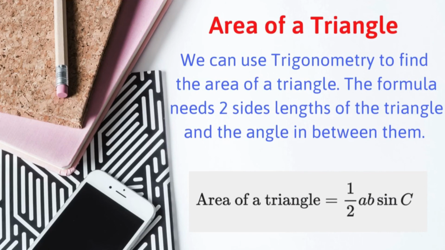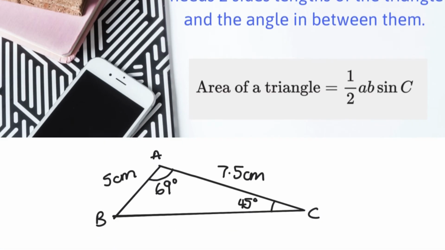We can also use trigonometry to find the area of a triangle. The formula needs 2 side lengths of the triangle and the angle that's in between them. We can do a half times a times b times sine C to find the area of a triangle. Your angle isn't going to be one that's opposite a side that you know. It needs to be a different angle.